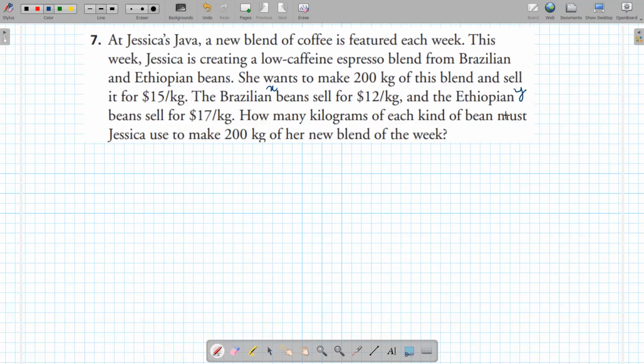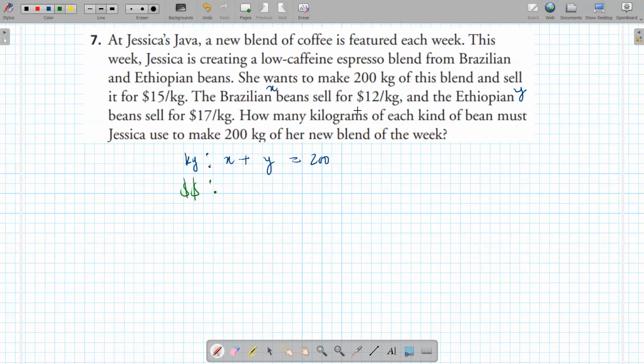You're going to get two equations. One of the equations is the weight, or the kilogram equation. What does both blends add up to in terms of its weight? 200. So that's our first equation. X plus Y is 200. Now the other equation is a little bit trickier. The other equation is the money.